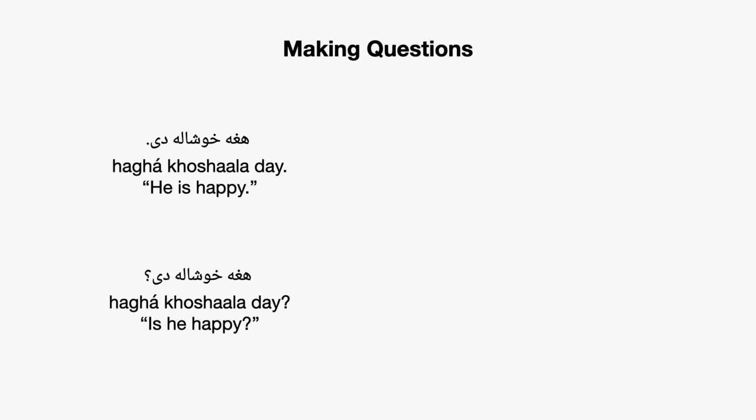So how do we make questions out of equatives? If I say hara khushala de, I'm saying he is happy. But how do I say is he happy? Well, all we have to do is change the intonation of our voice. So we say hara khushala de, is he happy? So you don't have to worry about changing the word order like you do in English.